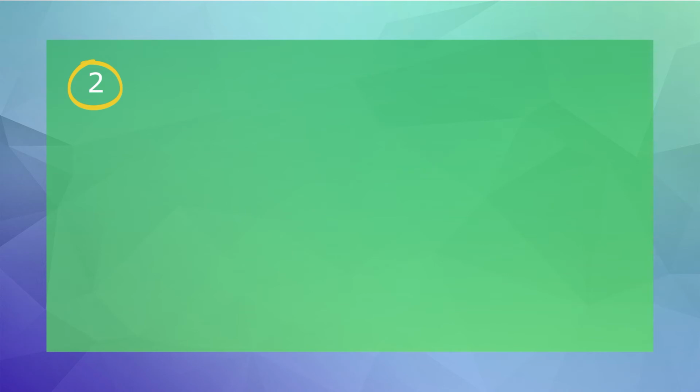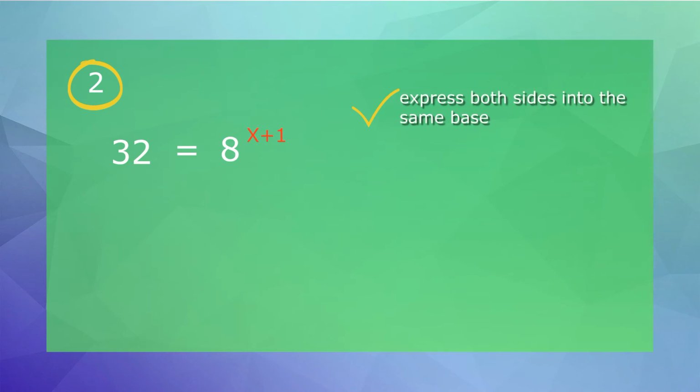Solve for the exponential equation 32 is equal to 8 to the power of x plus 1. So, first step again, we should make the bases of both sides of the equation equal. What number could possibly be a base of 32 and at the same time a base of 8? That's right, 2. 32 can be written as 2 to the power of 5, while 8 could be written as 2 to the power of 3.